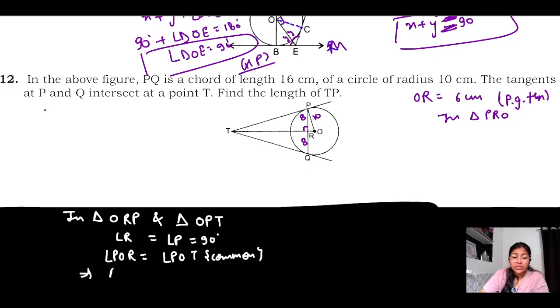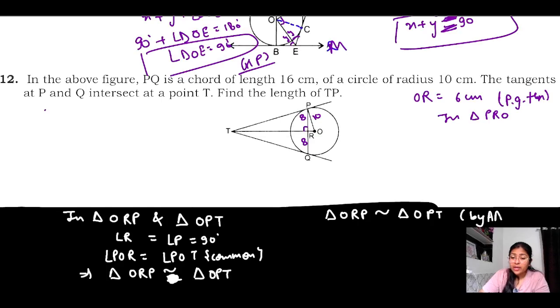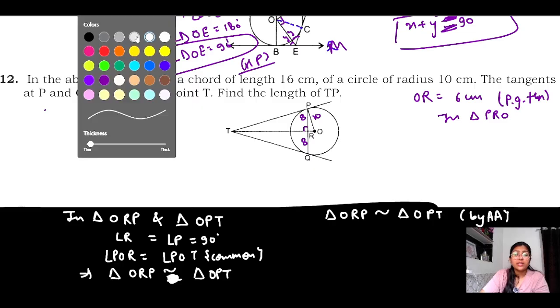This implies triangle ORP is similar to triangle... Sorry, this is the sign of congruence. Yes, it's similar to triangle OPT. Now write down this: triangle ORP is similar to triangle OPT by a similarity. If these two are similar, their sides are proportional.